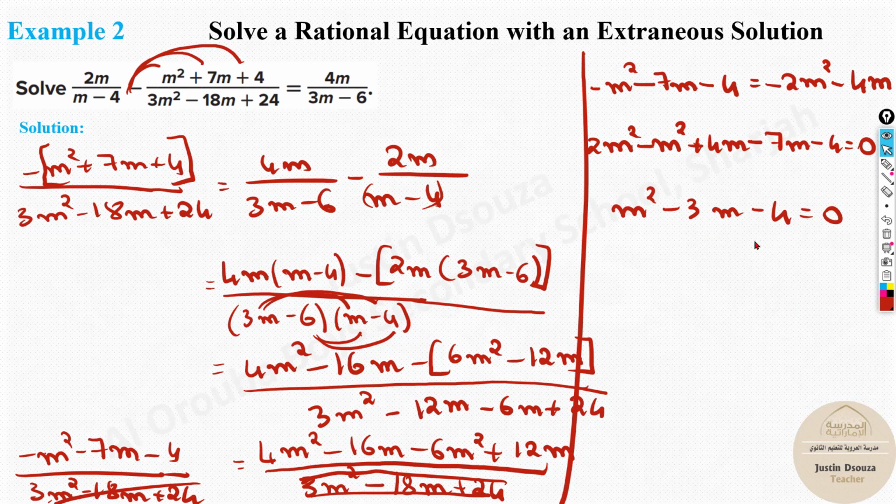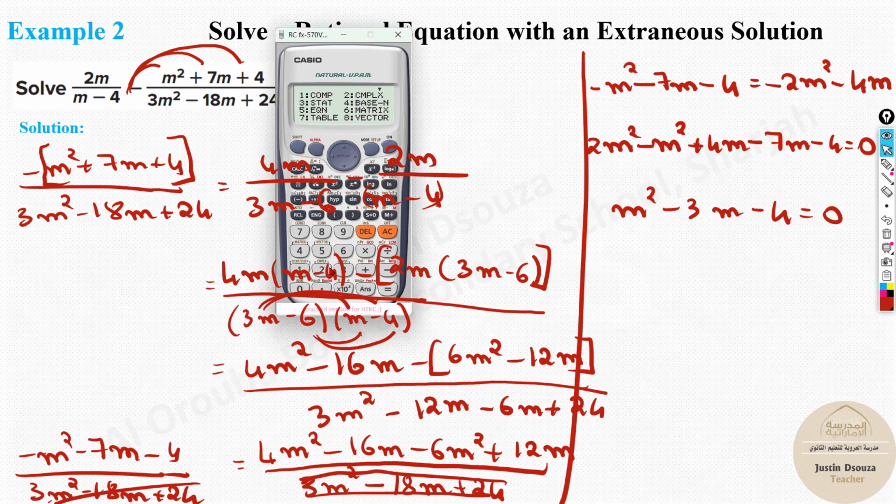Now let's put this in the calculator. Here we are, mode 5 and 3. We have got 1, minus 3 and minus 4. The x values are x equals 4, and x equals negative 1. These are the answers.